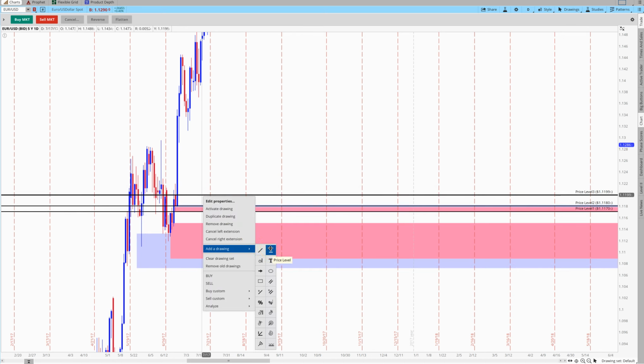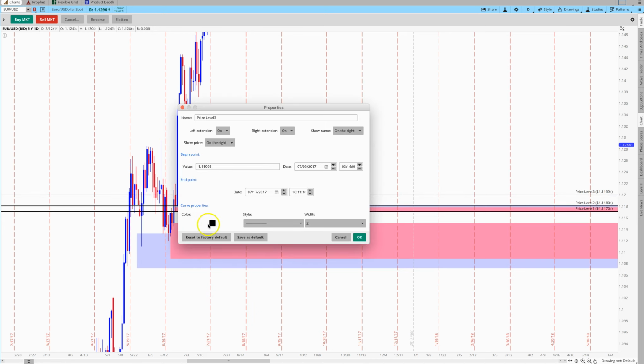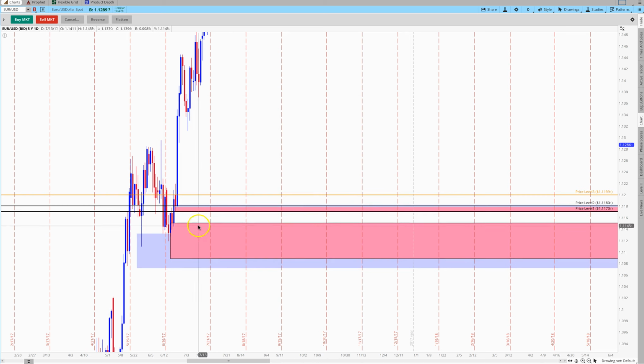So I'm just going to change the color of this so that we know that's what many would call OTA demand. I'm going to edit the properties and make OTA demand orange. Another thing I would say is, let's say that price would break this and it was range bound here. This would be my new quote unquote curve.